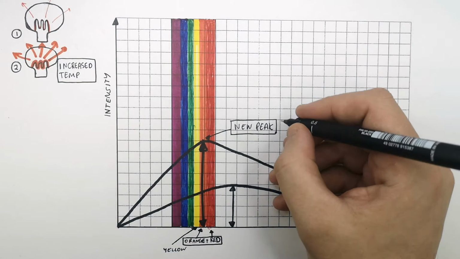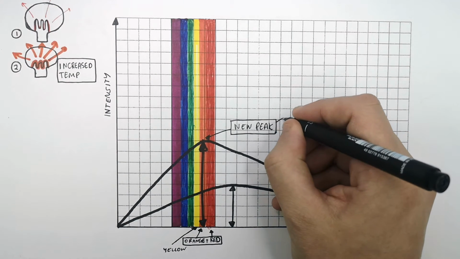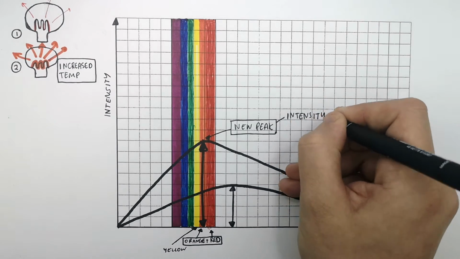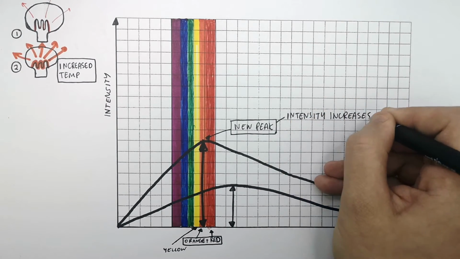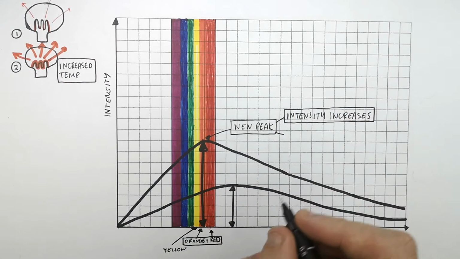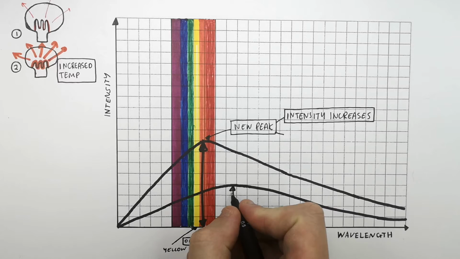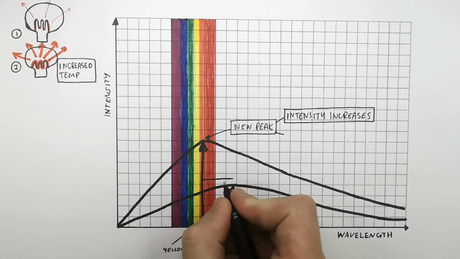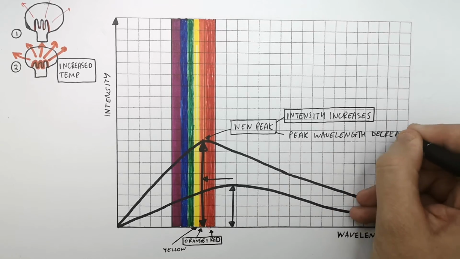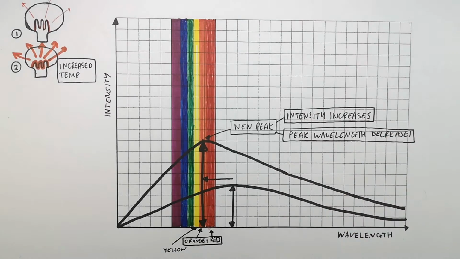So this here is the new peak, caused by an increased temperature in the filament in the lamp. This causes the intensity of the wavelengths emitted to increase. And that's the intensity of every emitted wavelength, not just the visible light spectrum. And the peak wavelength decreases as you increase the temperature.